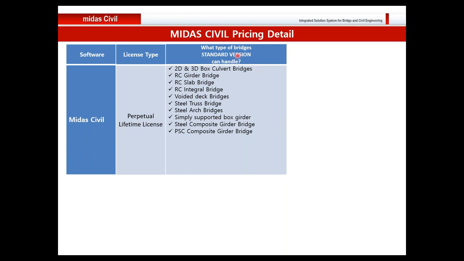To answer that, the standard version can handle 2D and 3D box culverts, RC girder bridges, RC solid slab bridges, RC integral bridges, voided deck bridges, steel truss bridges, steel arch bridges, simply supported box girder bridges, steel composite girder bridges, and pre-stressed concrete composite girder bridges. So these are the types of bridges that are handled under the standard version of MIDAS Civil software.